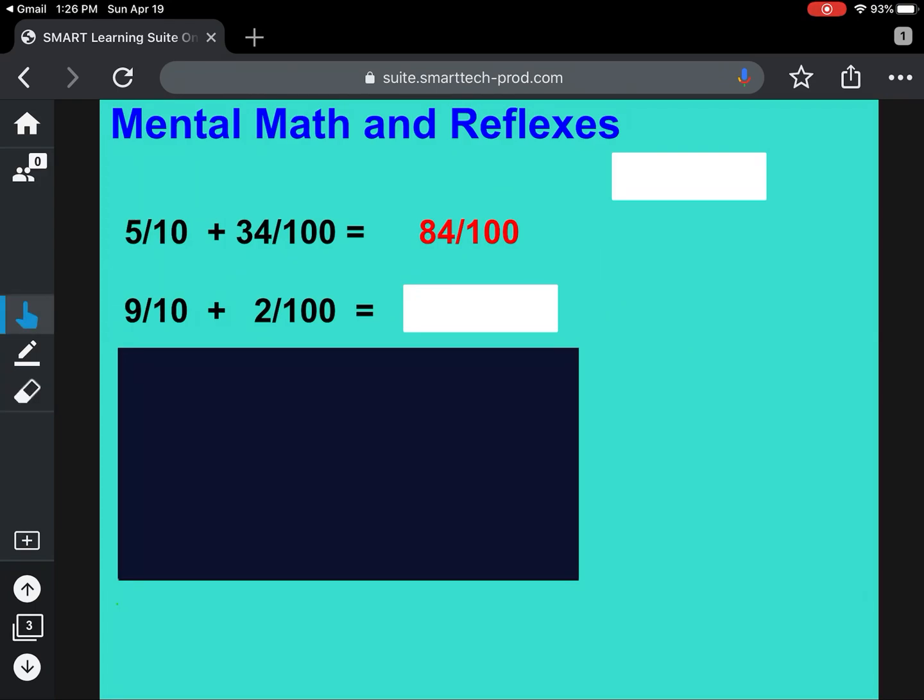When adding 9/10 plus 2/100, your answer should have been 92/100. If you got that correct all on your own, pat yourself on your back.